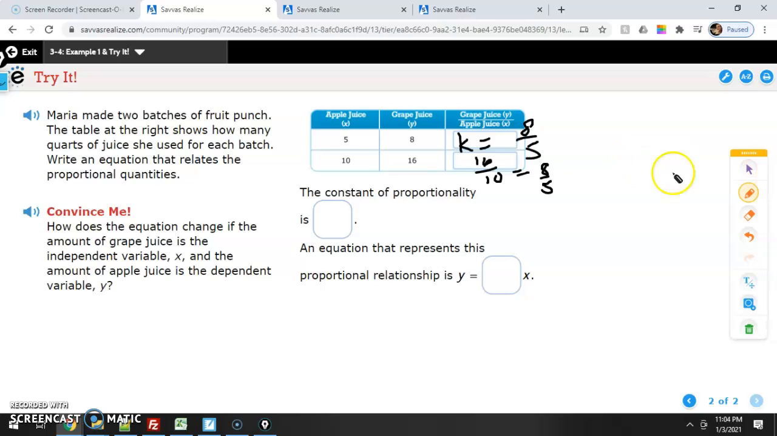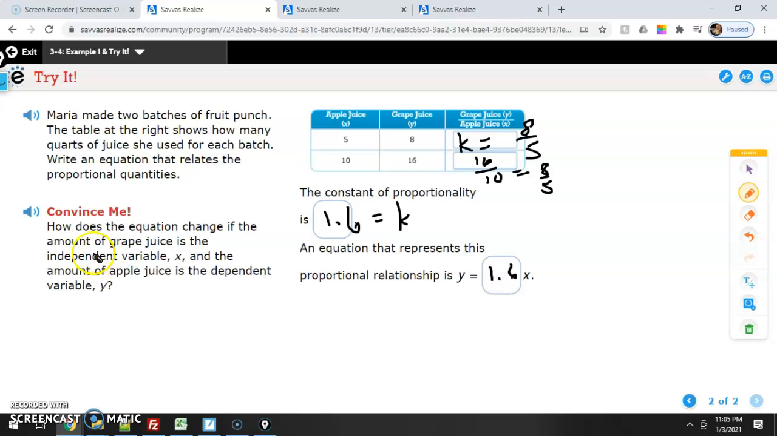All right, now what is the decimal equivalent of 8 over 5? Well, just put it in your calculator. 8 divided by 5. Always put the top number in first. So the constant of proportionality, k, is 1.6. Okay, so remember that's the value for k. So the equation that you could write for this situation is y equals 1.6x.